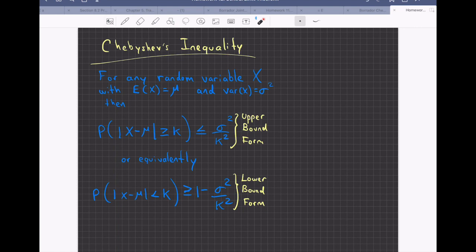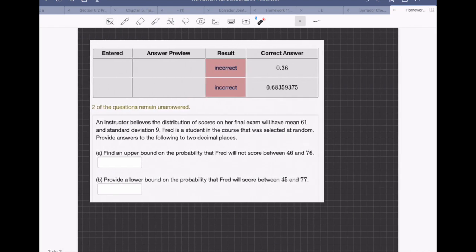All right, let's take some example for this. First one. An instructor believes the distribution of scores on her final exam will have mean equal to 61, a mean of 61 and a standard deviation of 9.